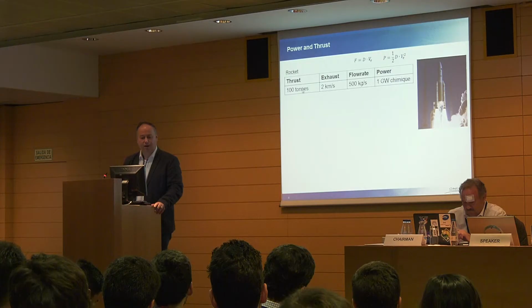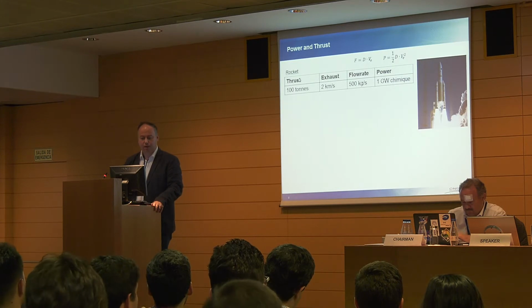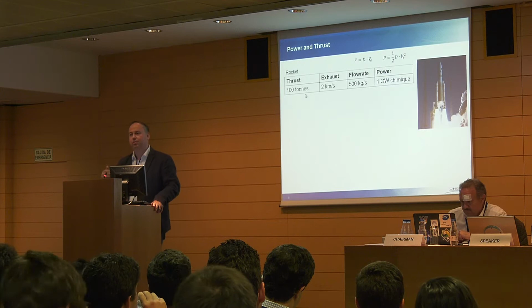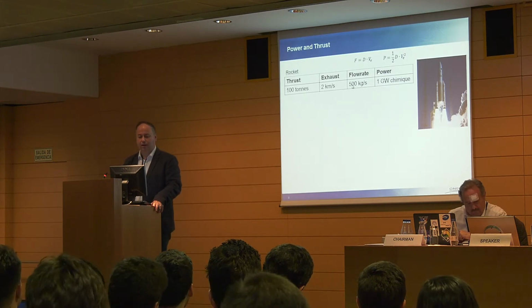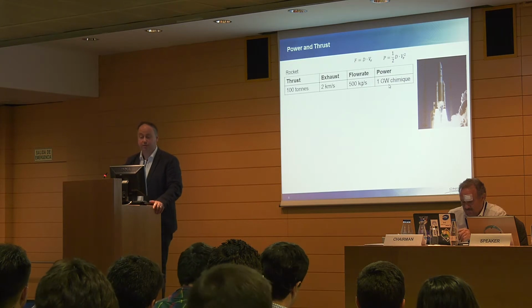That's the advantage. Now, let's do the exercise for a launcher, looking at the thrust and the power that we need. For a rocket like Ariane 5, the thrust is on the order of 100 tons, and the chemical power is about 1 gigawatt.